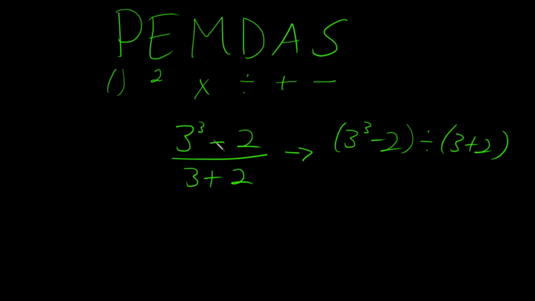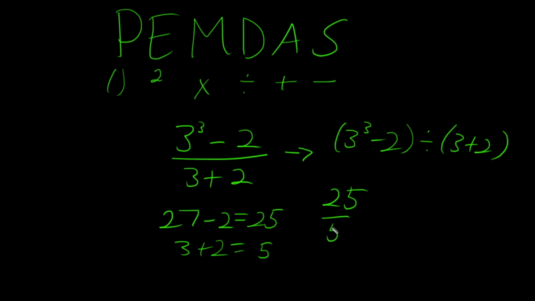So let's start with the numerator, 3 cubed minus 2. So we have an exponent and subtraction. Exponent comes first. 3 to the third power is 27, then minus 2, and that will give us just 25. For the denominator, we have simply 3 plus 2, and we know that just equals 5. And so now we have the numerator and the denominator, which would be 25 over 5, which equals 5.